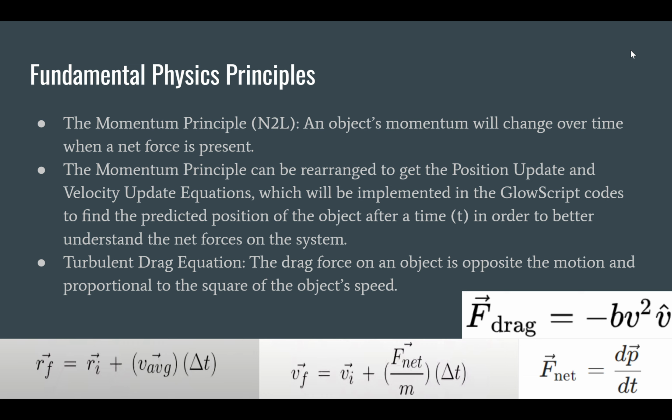The momentum principle can be rearranged to get the position update and velocity update equations, which will be implemented in the GlowScript code to find the predicted position of the object after a time t in order to better understand the net forces on the system. The turbulent drag equation states that the drag force on an object is opposite the motion and proportional to the square of the object's speed. Below you can see the equations that we're going to be using.